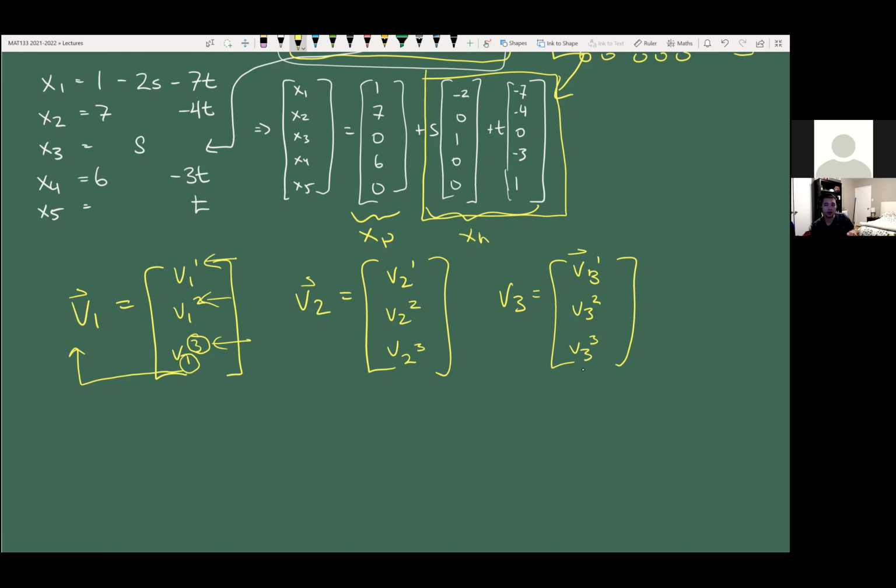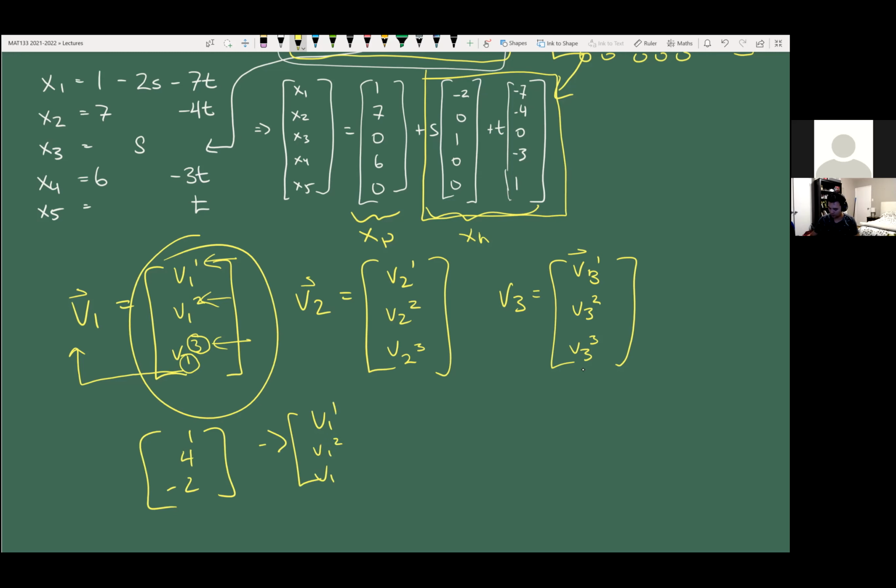Yeah, exactly. Write it as an augmented matrix. Exactly like you did in part 1. Exactly like you did, instead of having a vector 1, 4, -2, you have this, right? So in part 1, this would have been 1, 4, -2. And now it's V11, V12, V13. But you're going to do exactly the same thing.